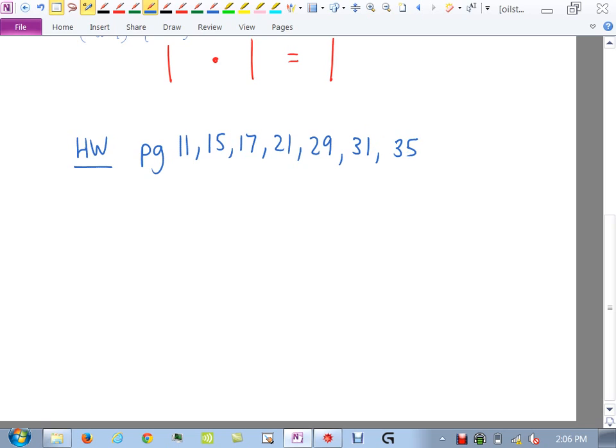I want you to rewrite every one of those pages by hand, please. Homework. What? I don't even know what page it's on, but it's out of Chapter 12, Section 1, 12.1.